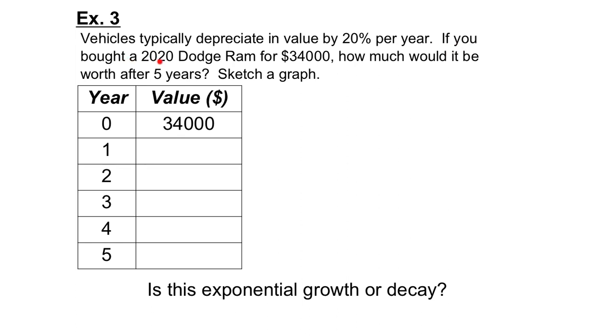If you bought a 2020 Dodge Ram for $34,000, how much would it be worth after 5 years? And then we're going to sketch a graph of what that would look like. So we can see in year 0, in 2020, the value of the truck was $34,000. How much would it be worth 1 year later, 2 years later, 3 years, 4 years, 5 years later? Keeping in mind that it's depreciating by 20% per year. Pause the video and see if you can finish off this table of values here.